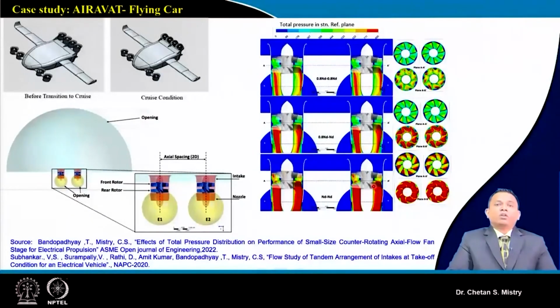Now based on the confidence we built for counter rotating fans, this is a second work that is going on at IIT Kharagpur. It is project Aerawat. We are developing our flying car, a prototype model of 10 kg, that is in progress. This is our proposed model, in which we will have ducted fans on the front side and ducted fans on the rear side.